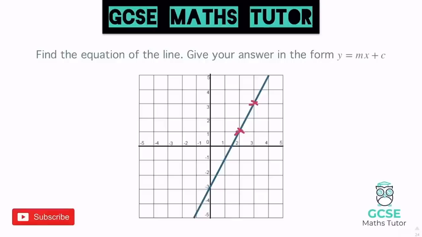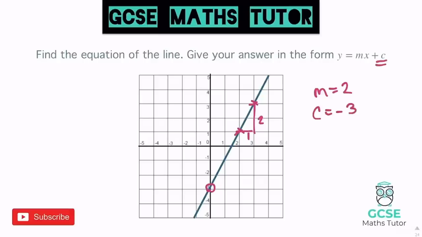Now it goes across 1 and then it goes up 2. So it goes across 1 and up 2. So every 1 across it goes 2 up. So the gradient, the value of m, is 2. All we've got to find is that value of c, which as we've already said is the y-intercept, and it crosses the y-axis down here at negative 3. So c is going to be negative 3.